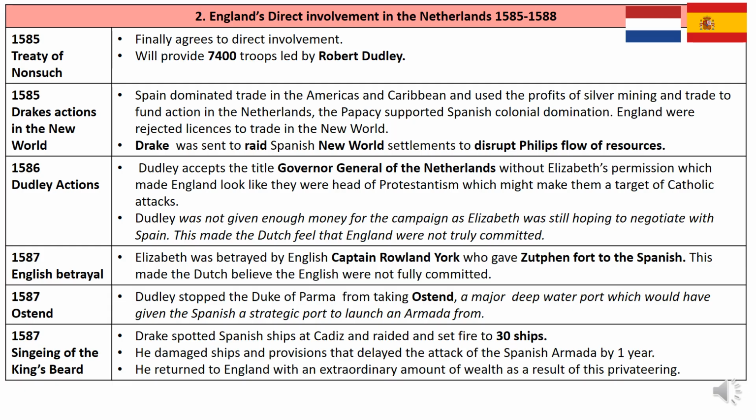These were their warships, and these were their ships with their provisions on them. Very good quality oak barrels, cannons, etc. And the damage is so severe that it delays the attack of the Spanish Armada by a year. So Drake has bought England another year, and he returns with extraordinary wealth, which obviously will please Elizabeth.